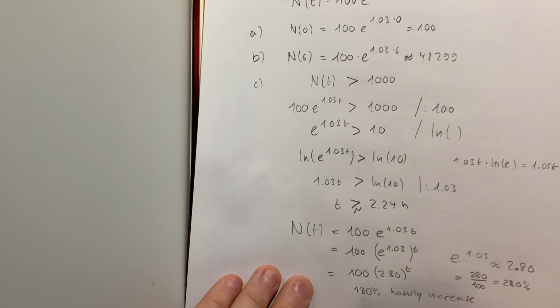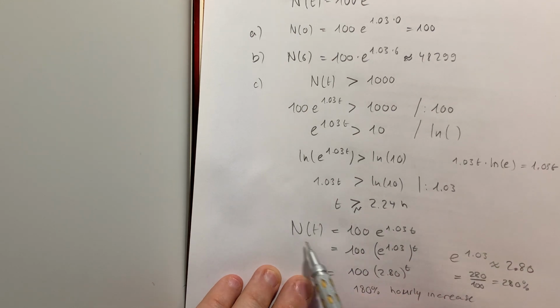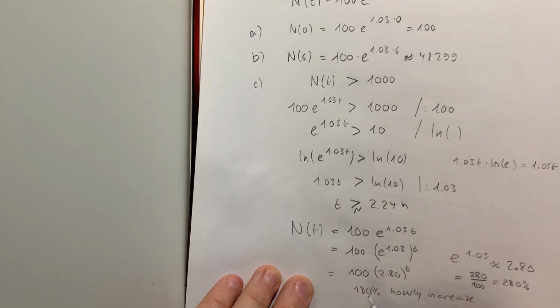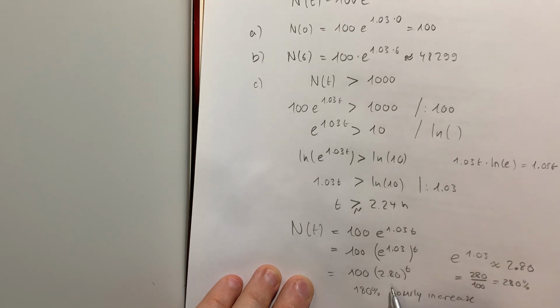Keep this in mind. As I said, in year 6 and year 7, we could do something to this function where this notation is way more practical. But at the moment, this notation is more practical because it's easier to imagine or understand what it does: it increases by 180% hourly. I hope it wasn't too difficult.